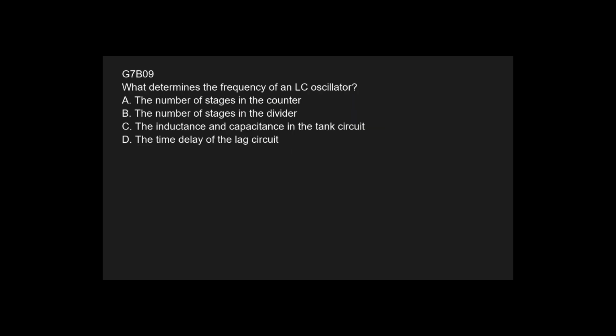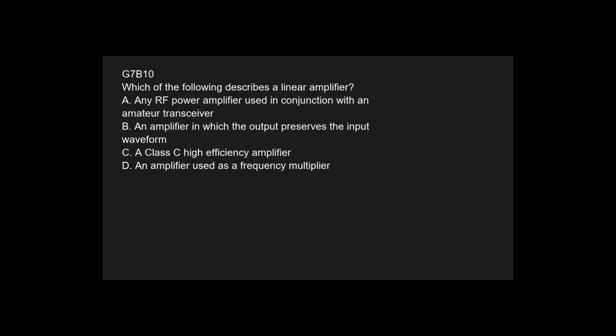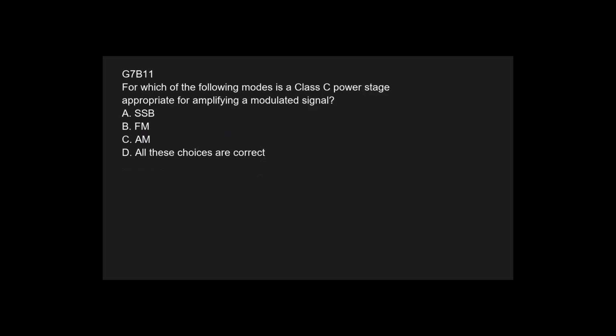Question: what determines the frequency of an LC oscillator? The correct answer is C. The inductance and capacitance in the tank circuit. Question: which of the following describes a linear amplifier? The correct answer is B. An amplifier in which the output preserves the input waveform. Question: for which of the following modes is a Class C power stage appropriate for amplifying a modulated signal? The correct answer is B.